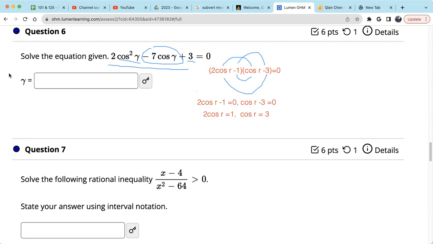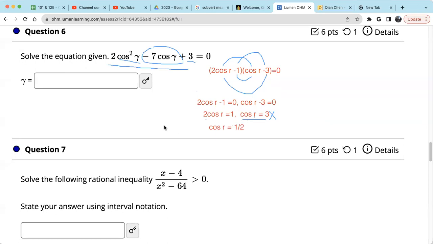Well, what's wrong with cosine gamma equals 3? Cosine value is at most 1 or at least -1. It will never be 3. So we can ignore this answer because this will never be true. So we only have one solution. That's 2 times cosine gamma equals 1, which means cosine gamma equals a half.